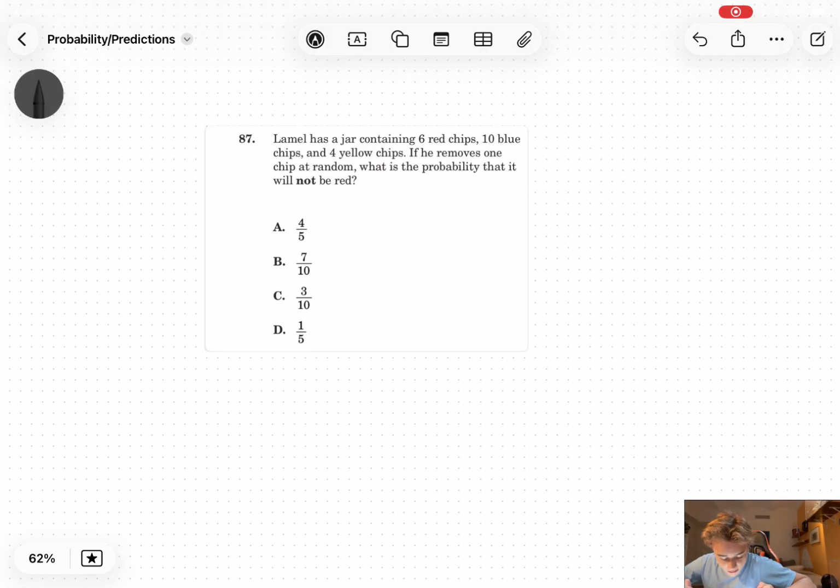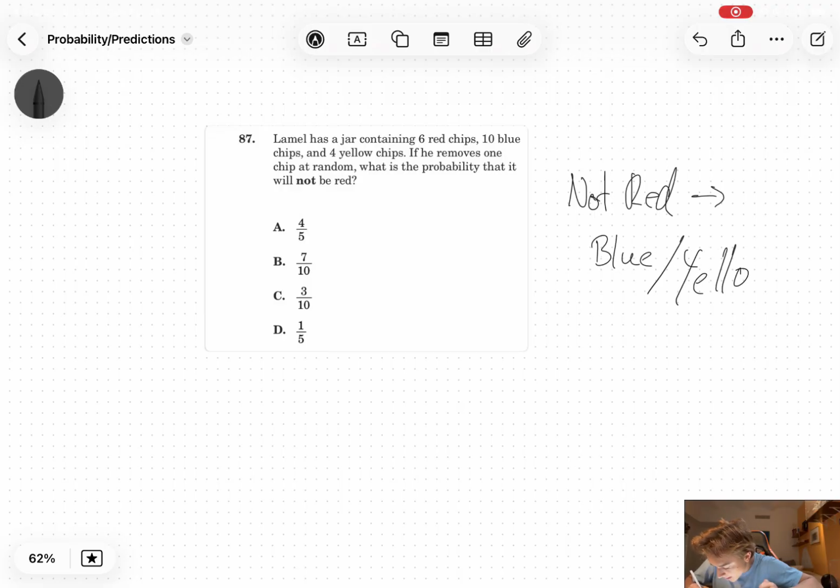So next problem. Lamel has a jar containing 6 red chips, 10 blue chips, and 4 yellow chips. If he removes 1 chip at random, what's the probability that it will not be red? Well, we know that if it's not red, it means that it has to be either blue or yellow.